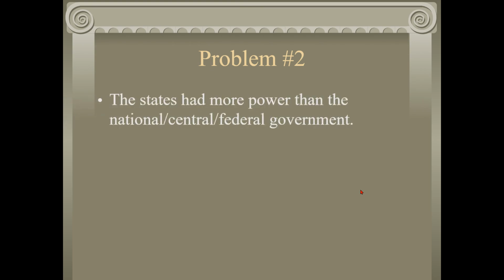Now, the second problem that we had under the Articles of Confederation was this idea that the states had more power than the national government. Right? And so when the states had more power, the national government sometimes tried to make laws, but they couldn't get anyone to follow them. And that created real economic problems, specifically with trade, but it also created conflict between states because the states didn't all follow the same rules, and that created disunity again.